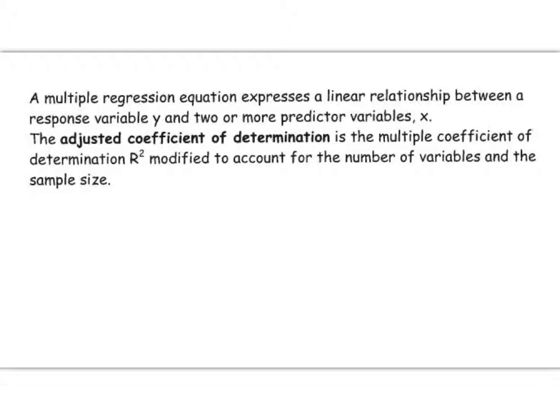The coefficient of determination is a multiple coefficient of determination. It's r squared modified to account for the number of variables in the sample size. Can't just have an r squared based on one. We're going to have an r squared based on the number of predictor variables or independent variables we have in our model.